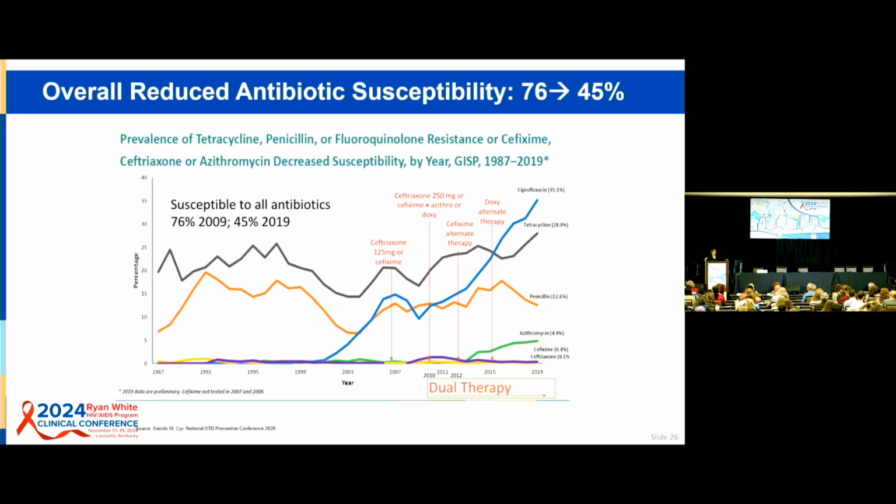Likewise, you can see the trajectory of the azithromycin, the green line, just shooting up, and this could have been impacted by the recommendation for dual therapy. And so, as we mentioned before, dual therapy has been removed from the guidelines.